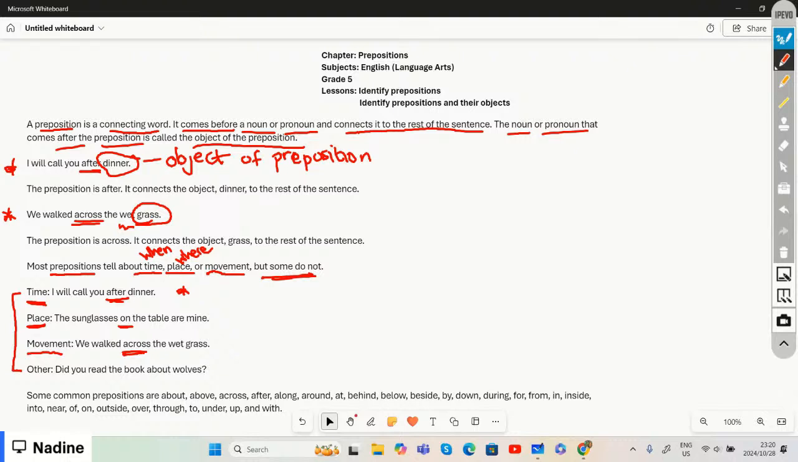And if we just have a preposition of other, right? Just an other, general one, then we can say, did you read the book about wolves? If we were to identify our preposition within that sentence, it's about, and the object is wolves.